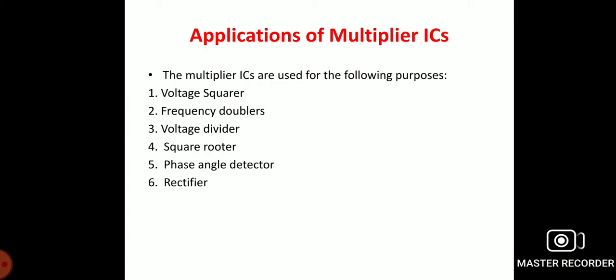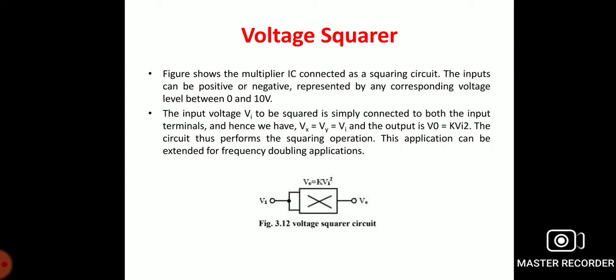Number 1, voltage squarer circuits. Number 2, frequency doublers. Number 3, voltage divider. Number 4, square rooter. Number 5, phase angle detector. Number 6, rectifier. Now we can see them one by one. The first one is a voltage squarer.